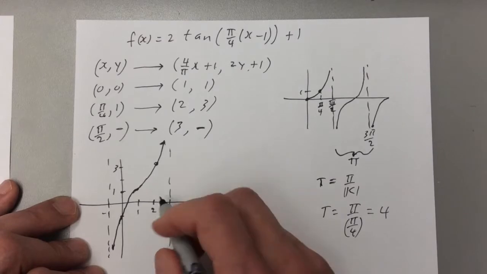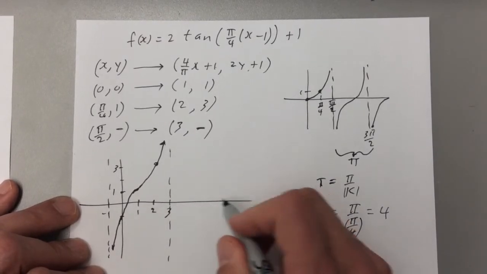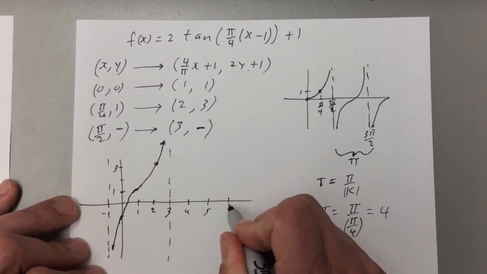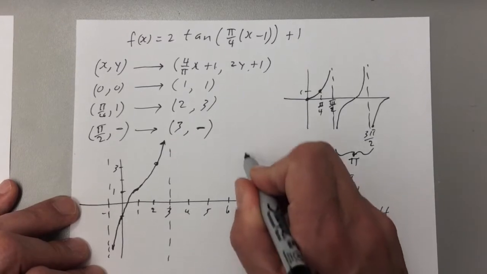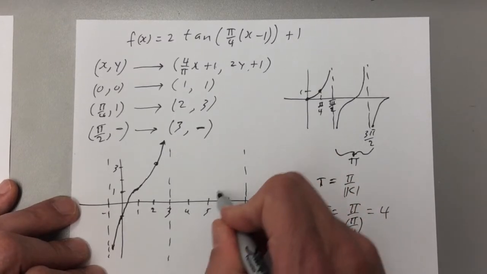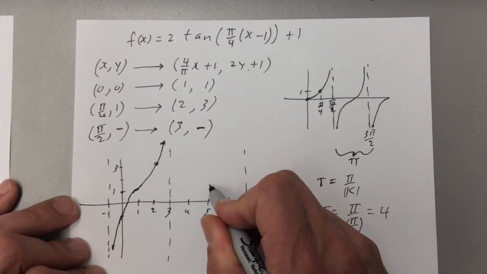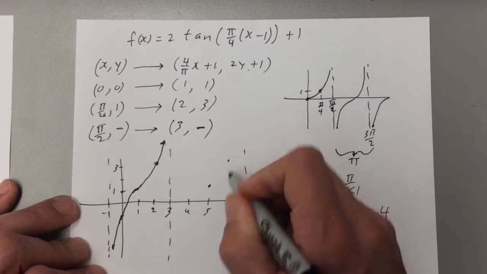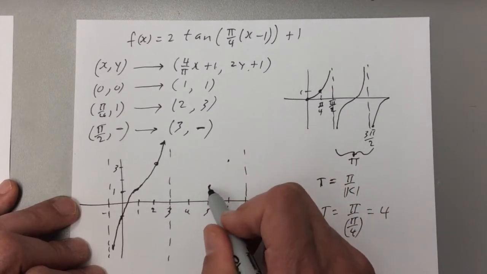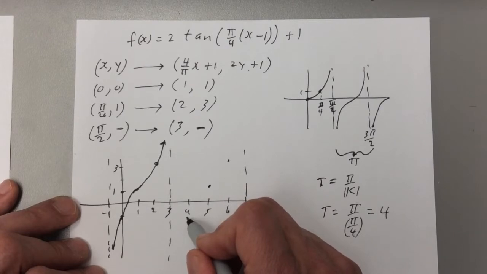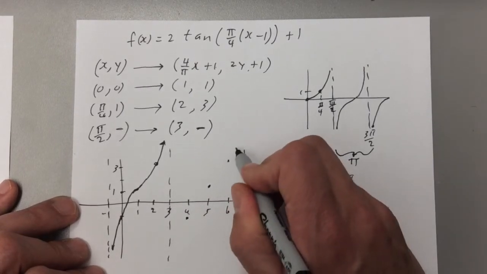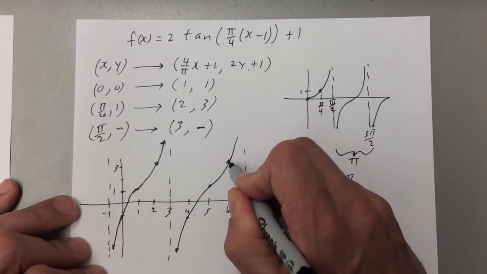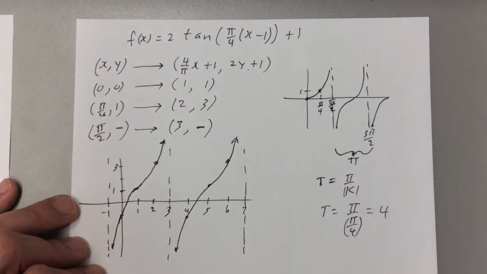And then for the next cycle, because this is at 3, it's going to end at 7, 4, 5, 6, 7. And you're going to have the same sort of idea. You're going to have that center point there. And then at 5, or at 6, it's going to be 3. And over here, it's going to be down here. Down 2. And look like that. And that's a transformation of a tan graph.